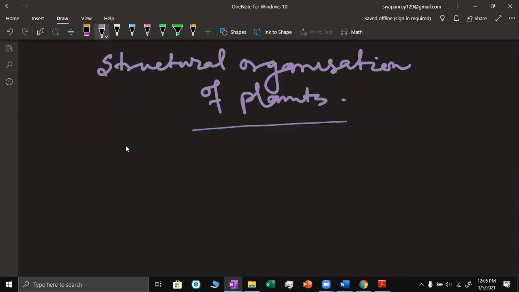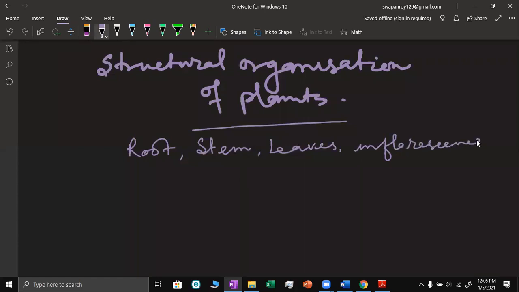Of course, this is in unit 5. Here the root, stem, leaves, inflorescence, flower, fruit, and then the seeds, etc. also we will take care. This portion is the plant morphology.